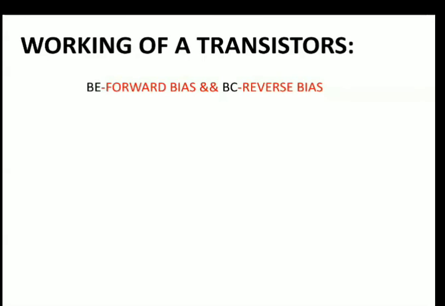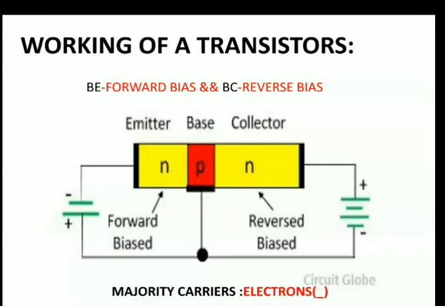Here is the working of a transistor. In order for a transistor to work, we need to meet two conditions: the base emitter should be forward biased and the base collector should be reverse biased. That is, you have to connect the terminals in such a way that negative is connected to negative and positive to positive, so that NP becomes forward biased. Similarly, for P and N to be reverse biased, they should be connected to different polarities. That is, N should be connected to positive and P should be connected to negative, so that it becomes reverse biased.